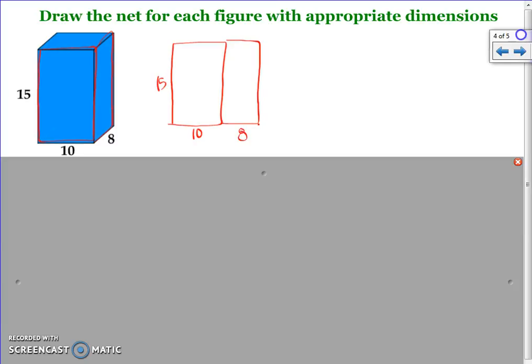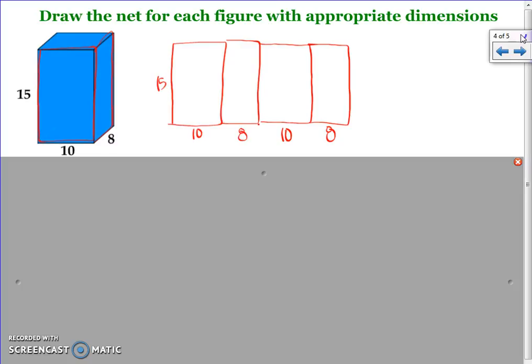What about the next one? It's going to be back to 10. And then the next one will be 8. Okay, now we're missing what? The top and the bottom.